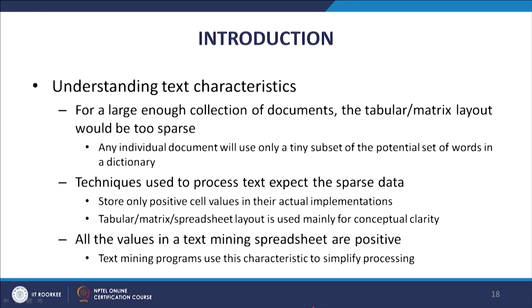So, how do we process a text that is expected to be sparse? One mechanism that many text mining programs employ is that they store only positive cell values in their actual implementation. If a particular cell indicates the presence of the word, that would be recorded, and for the other cells the default value would be taken as 0. That means those words were absent for that particular document.